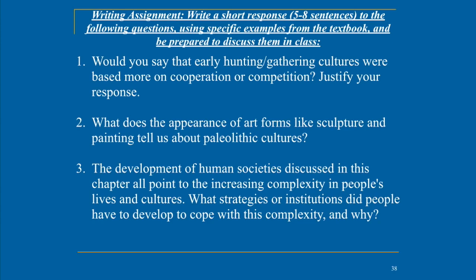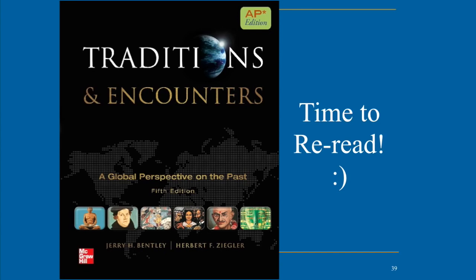Number one, would you say that early hunting-gathering cultures were based more on cooperation or competition? Justify your response. Number two, what does the appearance of art forms like sculpture and painting tell us about Paleolithic cultures? Number three, the development of human societies discussed in this chapter all point to the increasing complexity in people's lives and cultures. What strategies or institutions did people have to develop to cope with this complexity, and why?